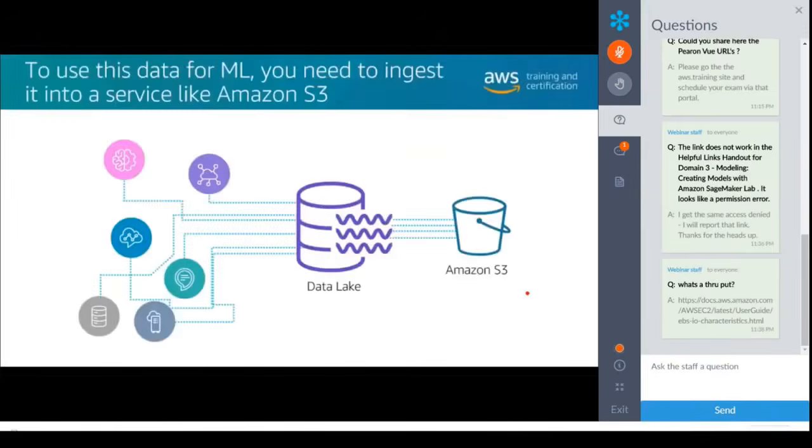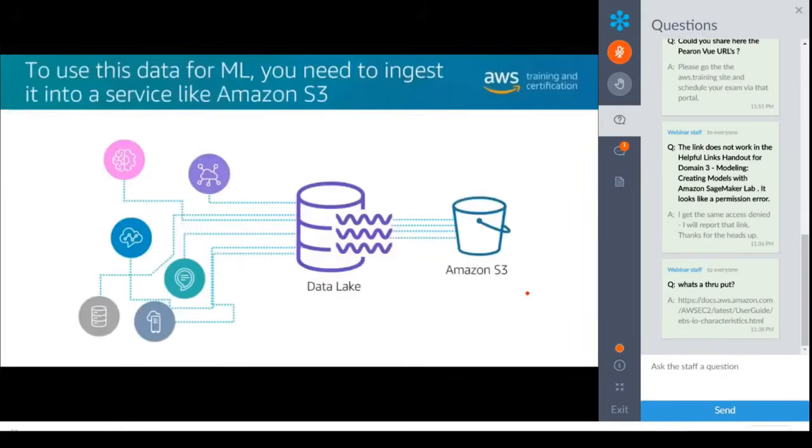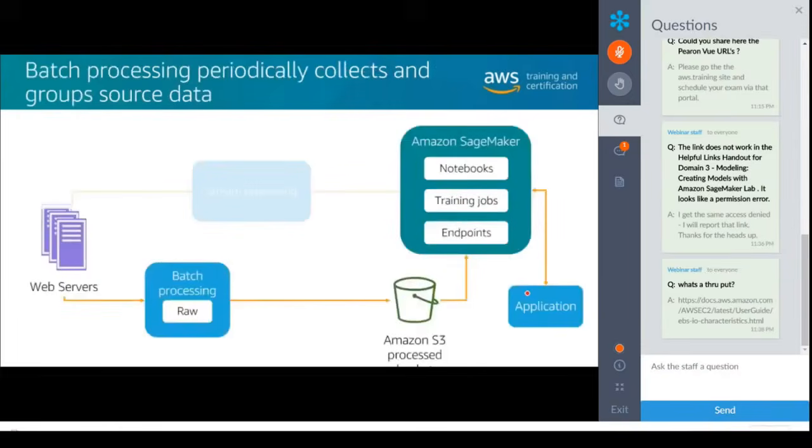All right, the next subdomain we want to look at: identifying and implementing a data ingestion solution. So here we said you want a data lake, right? And we said that there's going to be data coming into the data lake. But how do we get the data in the data lake? How do we construct those rivers that will flow into those lakes?